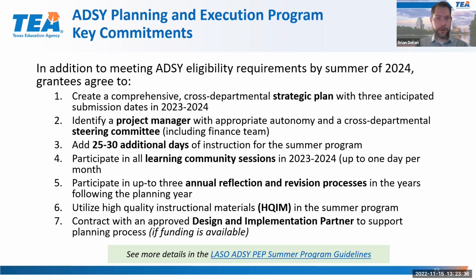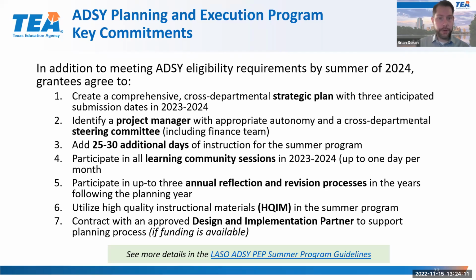Another key component here is the identification of a project manager. That person will need appropriate autonomy to make and propose solutions and decisions for that summer program, as well as that cross-departmental steering committee. We do recommend and really require the inclusion of someone on the finance team, given that we are using additional day school year funding here. That is a half-day funding source, and so there are some additional revenue needs for that summer program as well.